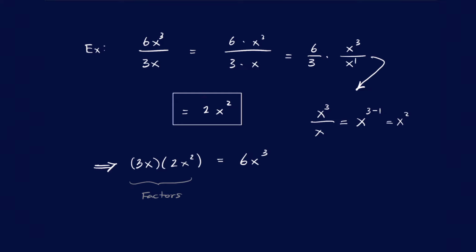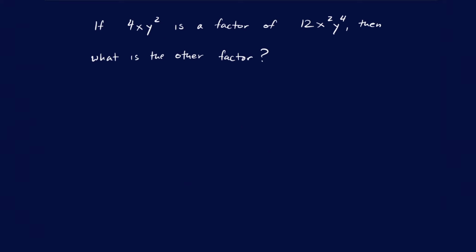Now, one way we can write this is, since we divided 6x cubed by 3x, if we multiply 3x and 2x squared, we get the same thing that we started with, 6x cubed. And both of these, 3x and 2x squared, are called factors of 6x cubed.